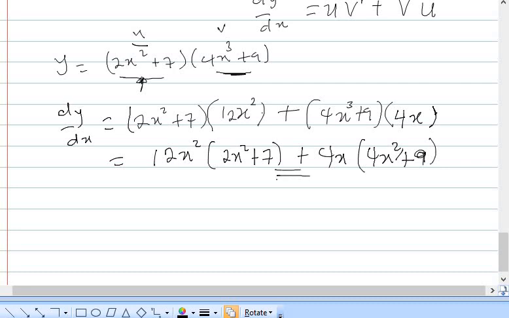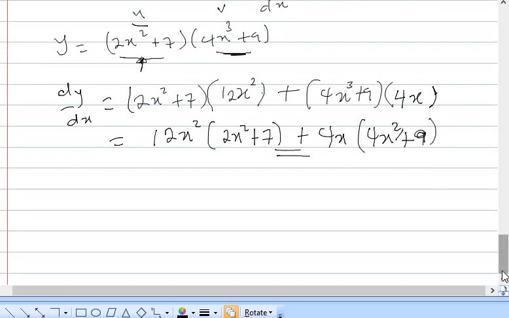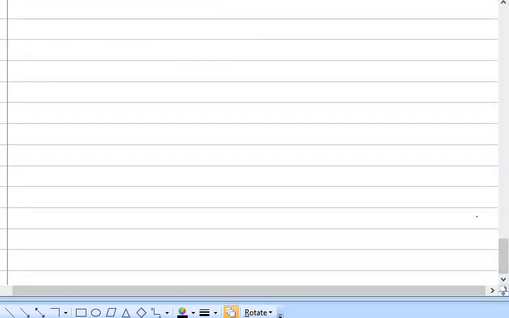So this is how it should be. Initially we have to use the formula, but this is the shortcut method. If you want to see more details of the video on the product rule or some rule, you should go to my playlist and find it. So we'll take another question and see how it is. One question on product.